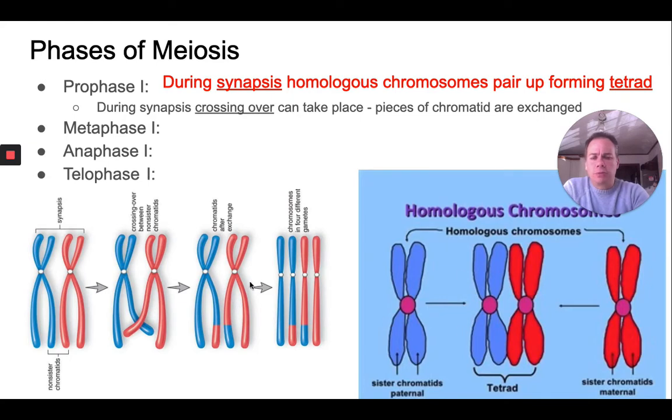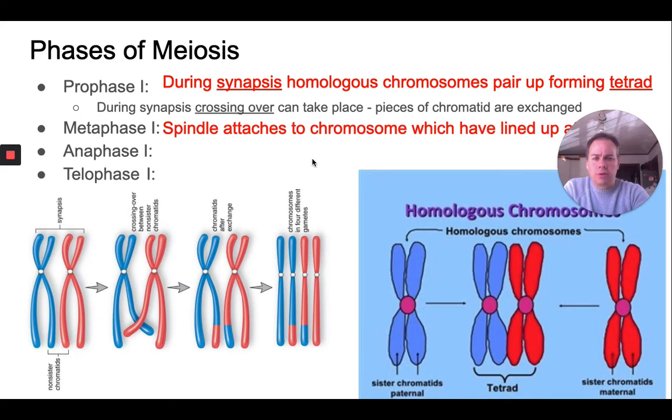After these chromosomes line up in tetrads, the tetrads get split apart in metaphase. So in metaphase, they line up. Chromosomes are attached to spindle fibers, and then in anaphase, the two homologous chromosomes get separated from each other.